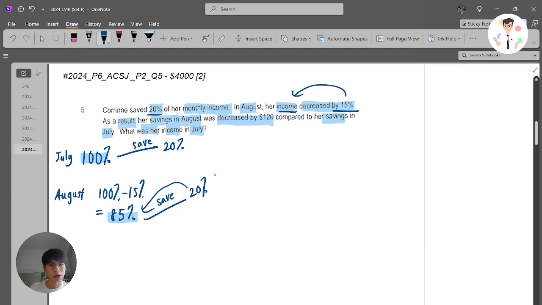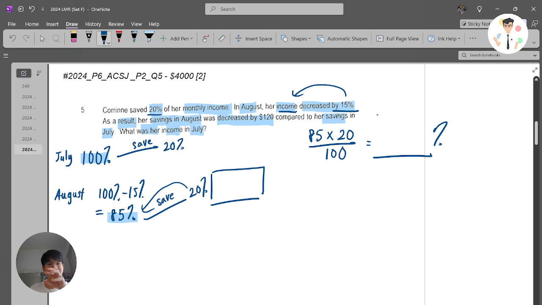Then what is it? Do this: 85 times 20 divided by 100. Then you will find out what percentage she actually saved in that 100% range. So just press on the calculator, 85 times 20 divided by 100. And you notice it's actually 17%.